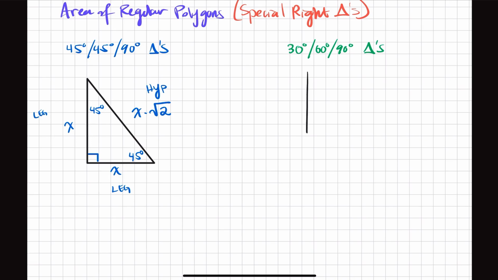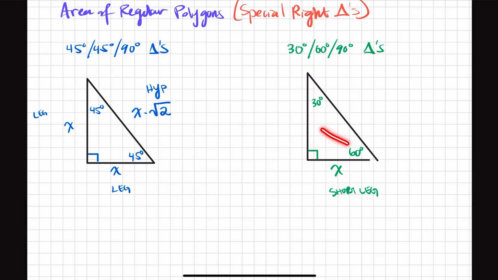So let's go ahead and draw another right triangle there. But as we remember, the interior angles will look a little bit different. We do still have our right angle. We have one at 30 degrees. We have one at 60 degrees. And so across from the 30 degrees, we call this the short leg. And that's going to have a value of 1 or x.